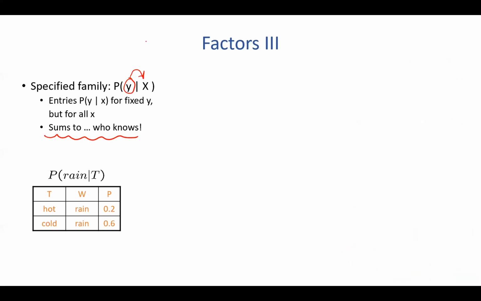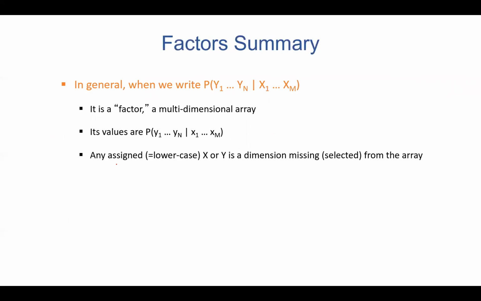Specified family: probability of some instantiation of Y given all instantiations of X. So it will look something like this. Probability of rain given hot, and probability of rain given cold. So we are only looking at some of the evidence, given the temperature, or the unobserved variable that we have behind the bar. All right. So we have multiple different factors.